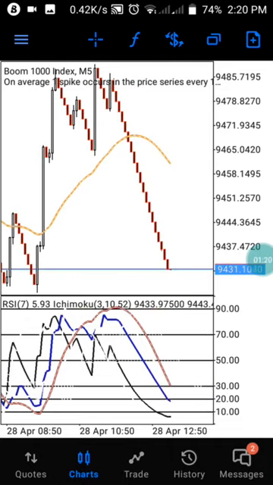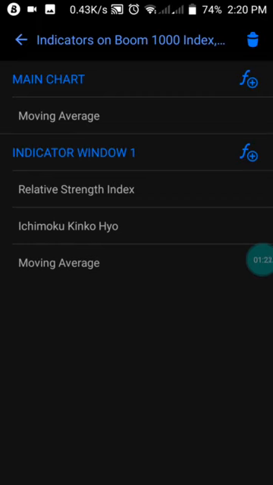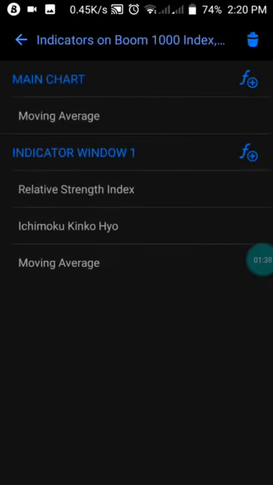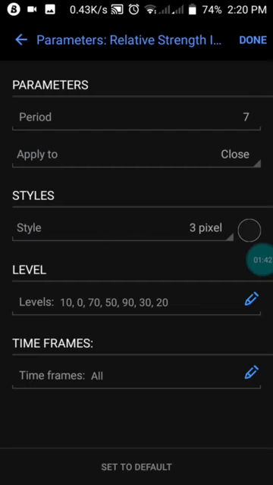Let me show you the settings before I explain what it is. So we have the first moving average on our main chart, which is the period of 50. We have the shift of 0, the method to be linear weighted, apply to close, and the style to be yellow color, so you can choose any color of your choice. So you just screenshot it. I don't want this video to be too long.